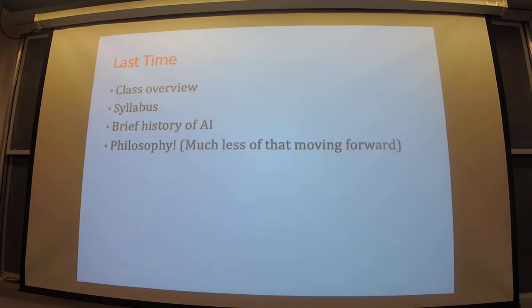Awesome. Okay, last time, we went over the structure of the class, we went through the syllabus, we had a brief history of what AI is and where it's been, where it is now, and we talked some about philosophy. We're going to do much less waxing poetic about the philosophy of AI for the rest of this course, with the exception that we are going to have an ethics associated with AI section near the end of the class. It's very important. So that's something to keep in mind. It's going to get more technical now. We're going to talk about methods rather than the philosophy behind it.